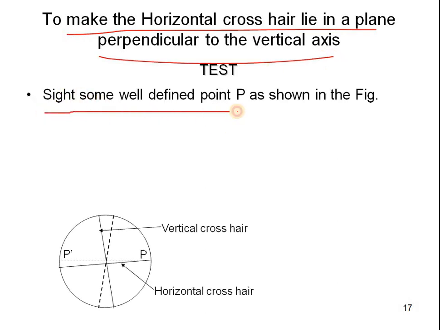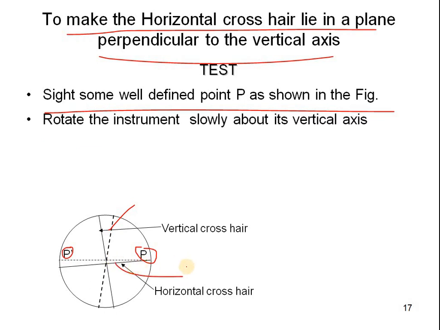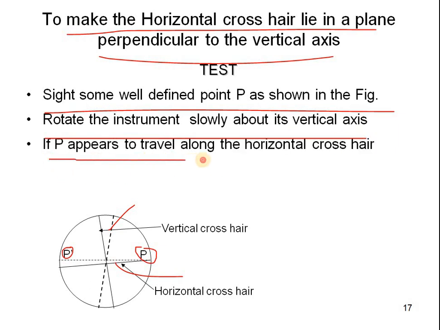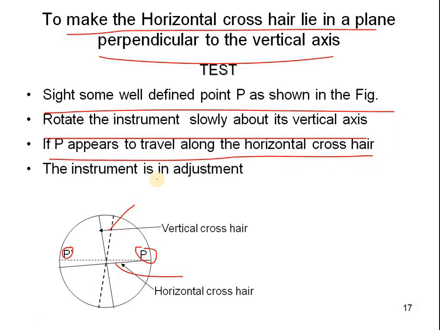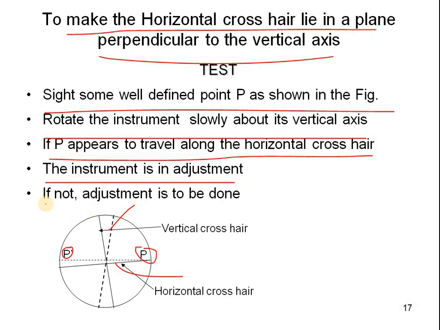Set some well defined point P as shown in the figure. So this is the point P and P dash. So this is our diaphragm. You can see here, this is the vertical crosshair and this is the horizontal crosshair. Rotate the instrument slowly about its vertical axis. If P appears to travel along the horizontal hair, the instrument is in adjustment. If not, adjustment is to be done.